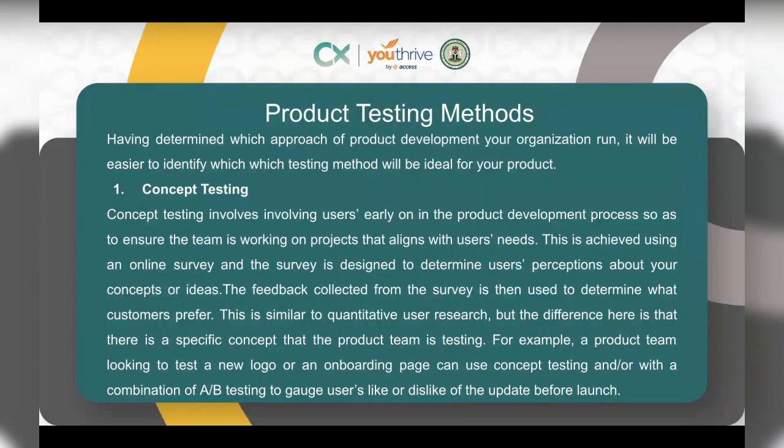Now that you've determined which approach of product development your organization runs, it's now easier to identify which testing method is ideal. So let's get into the testing methods. Number one is concept testing. Concept testing involves your users early on in the product development process, so as to ensure that the team is working on projects that specifically align with your users' needs.